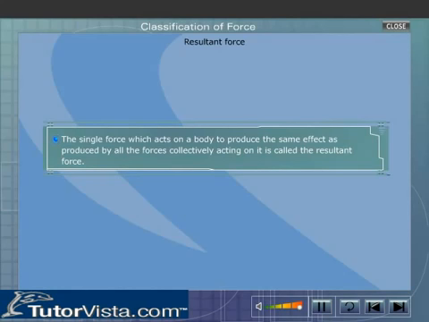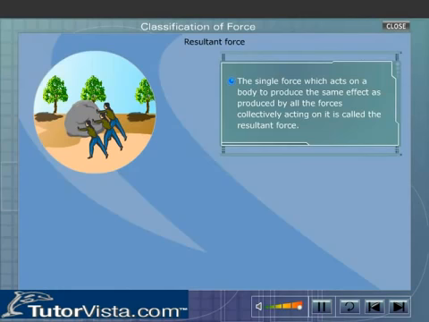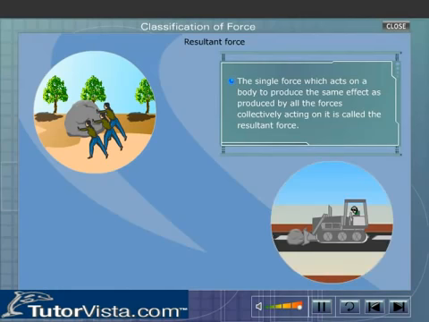Resultant force. The single force which acts on a body to produce the same effect as produced by all the forces collectively acting on it is called the resultant force. Here you can see the three women pushing a boulder. The three women can be replaced by a bulldozer.